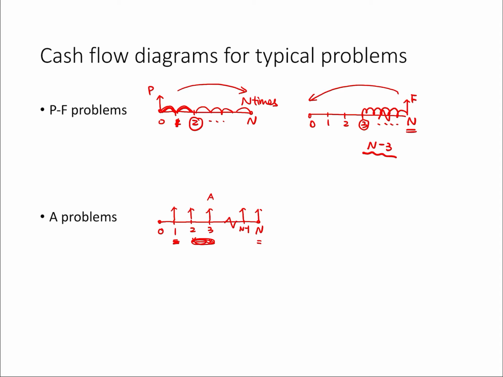So you can convert all these cash flows back to present time. That's to find P given A. Or you can convert everything to the future. That's to find F given A.